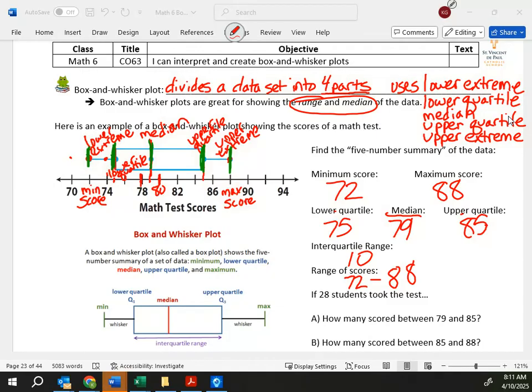72 to the 88. So the interquartile range is the lower to the upper quartiles. Our range of scores is our minimum score to our maximum score. What is 88 minus 72, Sophie? 88 minus 72. You always take the big number and you subtract. We don't work with negatives when we talk about the range. So 16. So take the big number and you subtract the small number to find that range.